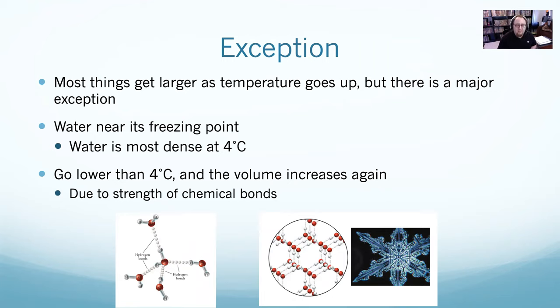This is due to the strength of chemical bonds. That's really a thing for a chemistry class. But this is why ice floats. Water is one of the only things whose solid form floats in its liquid form. It's actually really weird that ice floats. Anything else, if you have solid lead and liquid lead, the solid lead will sink. That's going to be like everyone else. But yeah, ice floats because it breaks this rule. Most everything else, the hotter you get, the bigger you get, except water from 4 degrees and below.